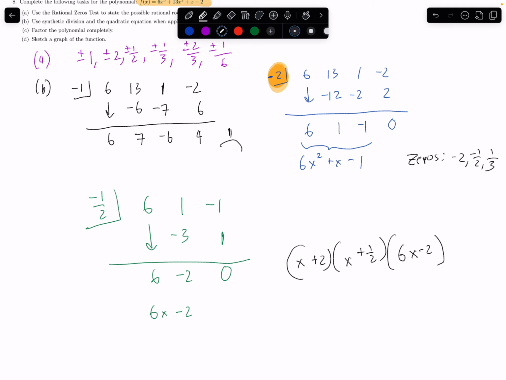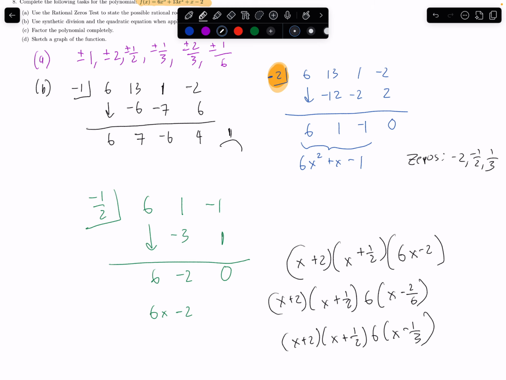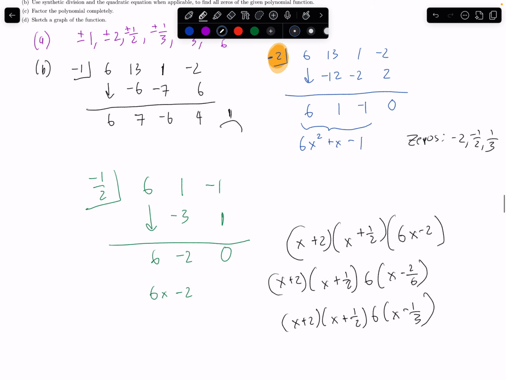And then what you have is x plus 2, x plus a half, and then factor out a 6. This is going to be x minus 2/6. Of course, you can change that to x plus 2, x plus a half, and 6x minus 2/6 is just 1/3, right? So 6x minus 1/3.